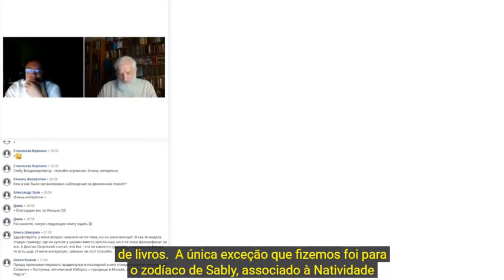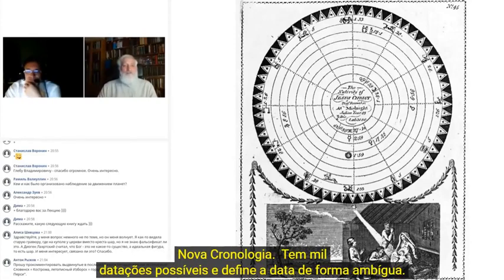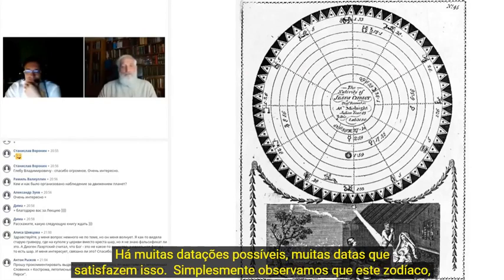The only exception we made was for the Sibley zodiac, associated with the Nativity of Christ. What did we do? We demonstrated that this zodiac has a dating corresponding to the new chronology. It has 1,000 possible datings, and it ambiguously defines the date. There are many possible datings, many dates that satisfy it.